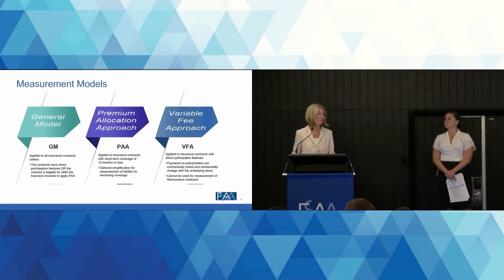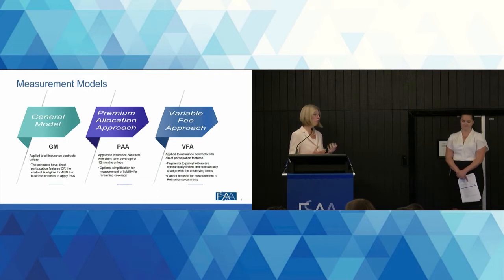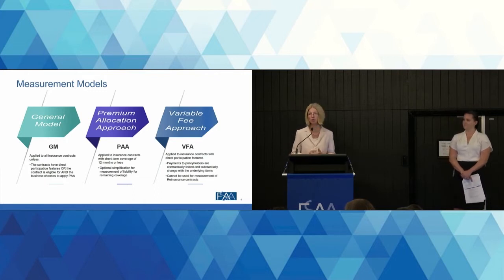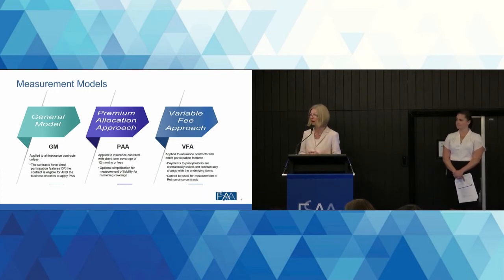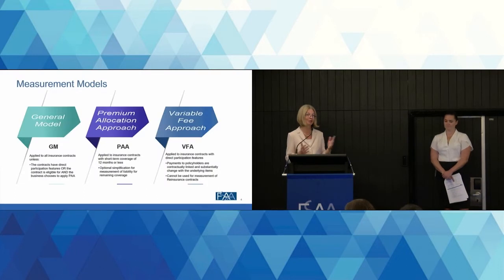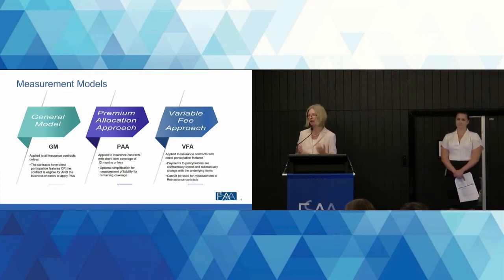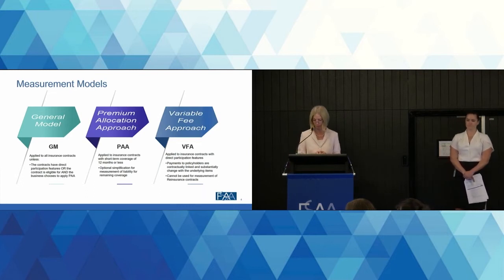So just by way of introduction, Rian mentioned there's three models here, the general model being the default model or the primary model to use under the standard. Sometimes also referred to as the building blocks method because it can be shown in a picture as a number of building blocks around your cash flows, the adjustments you need to make to those cash flows, and then determining what your contractual service margin, your expected profit or your loss component will be.